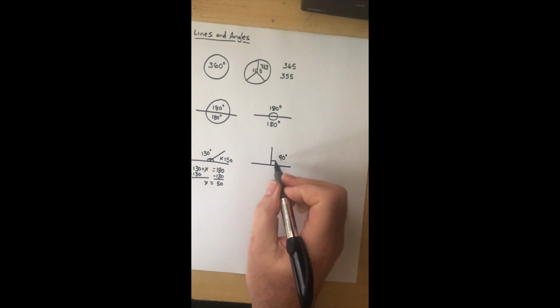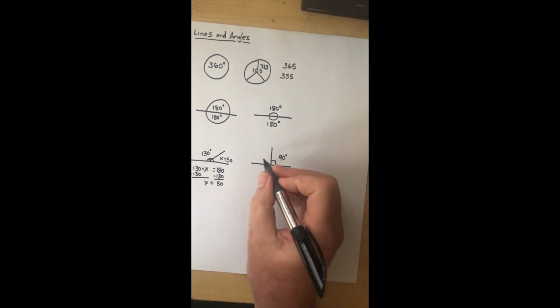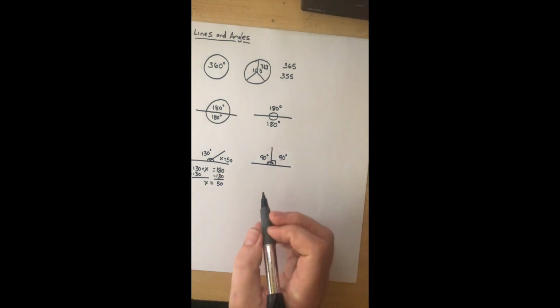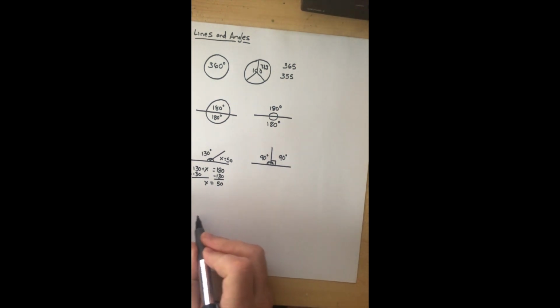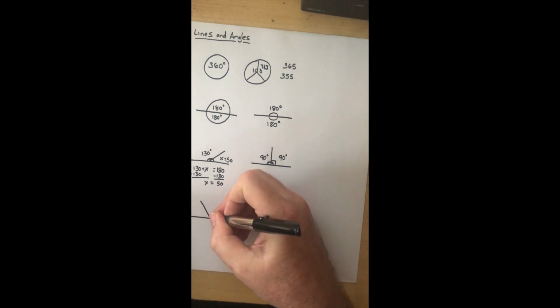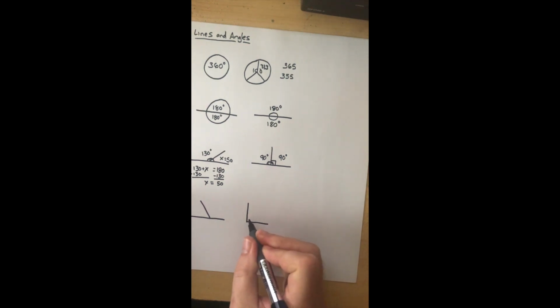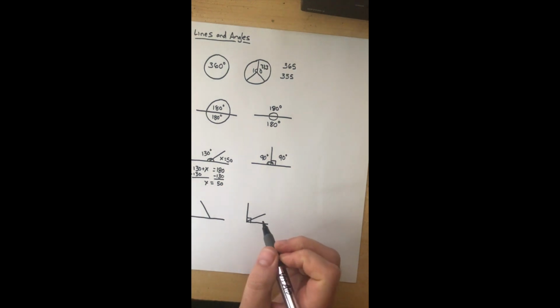If there's 90 degrees on this side, what's on the other side? That's right, it's 90 degrees, because 90 plus 90 equals the full 180. So there's two different types of breaks we're going to look at. We're going to break straight lines into two parts, and then we're going to take right angles and break them into two parts and find what the angles are.